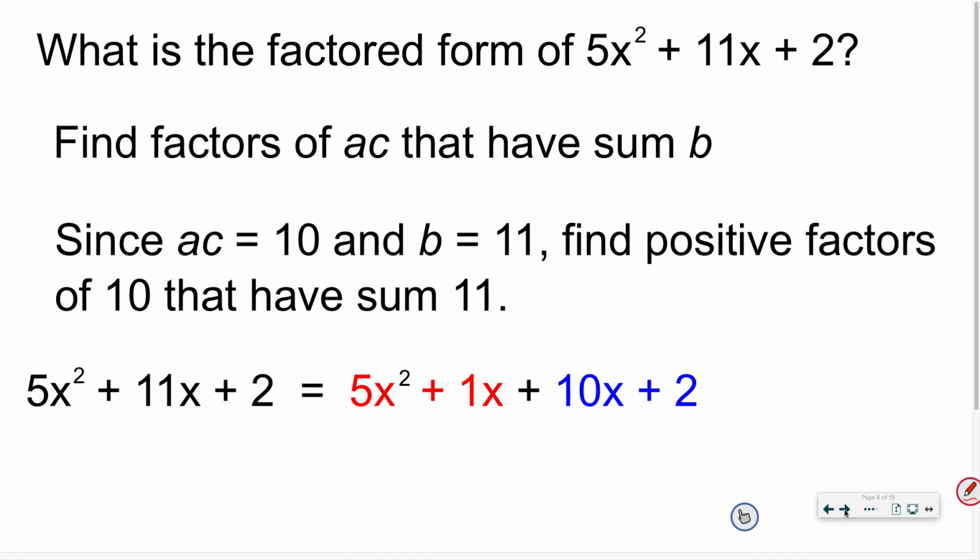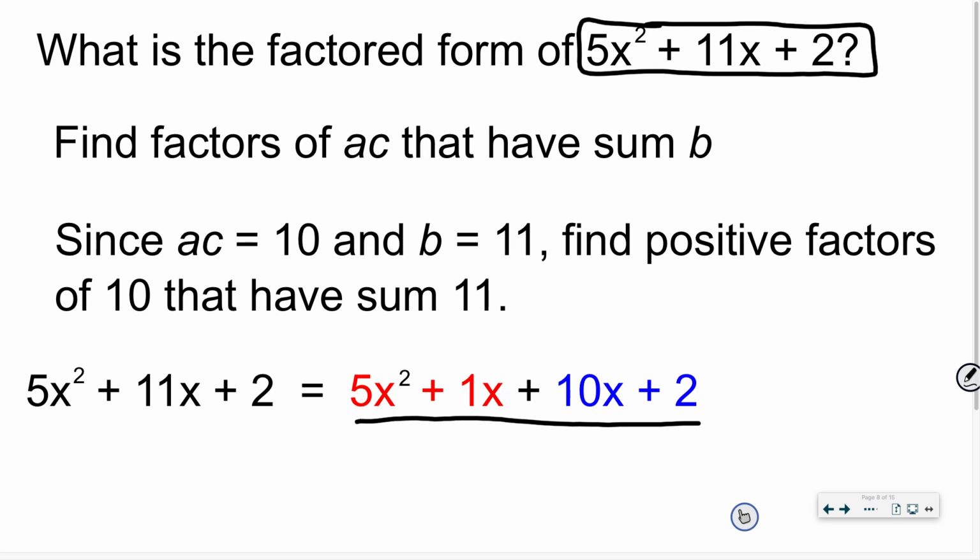So let's take a look here. Knowing what we have, if we have to factor 5x squared plus 11x plus 2, we need to find factors of a times c. What's a times c here? 10. 5 times 2 is 10. Factors of 10 that add up to 11. 10 and 1. So I can actually rewrite this trinomial as 5x squared plus 1x plus 10x plus 2. I didn't change the value in any way. I just broke out that 11x.